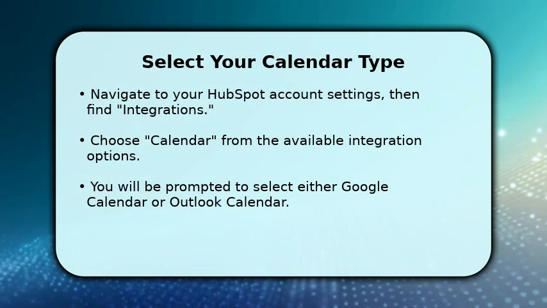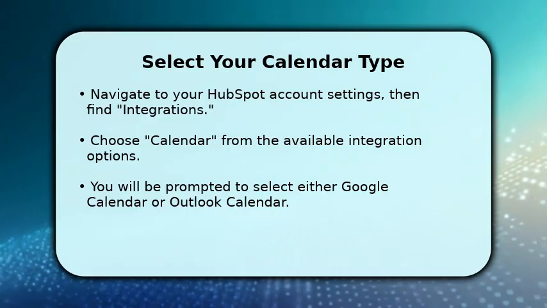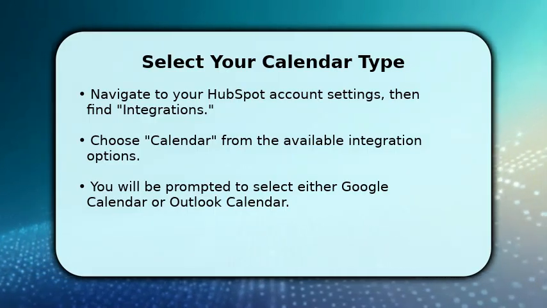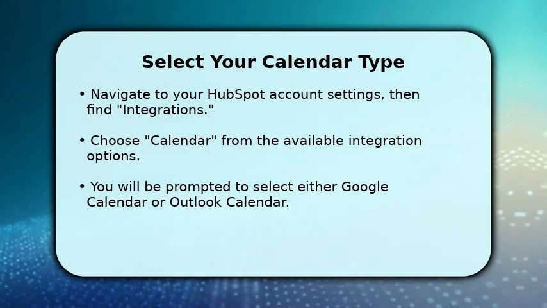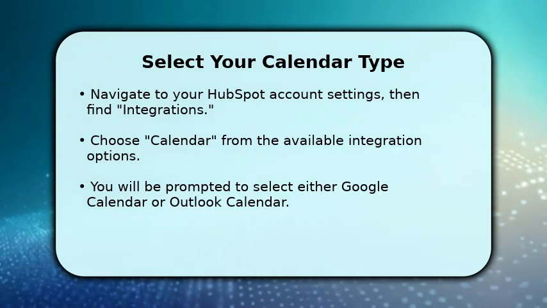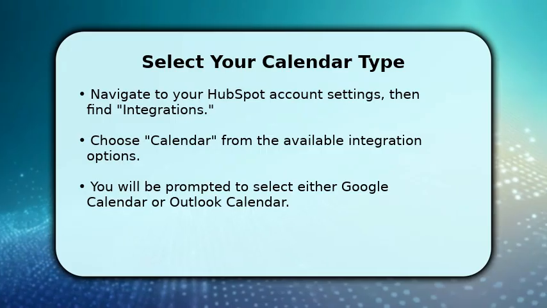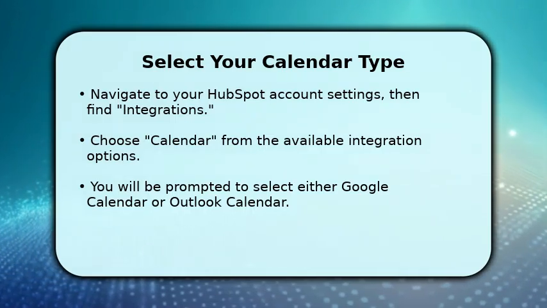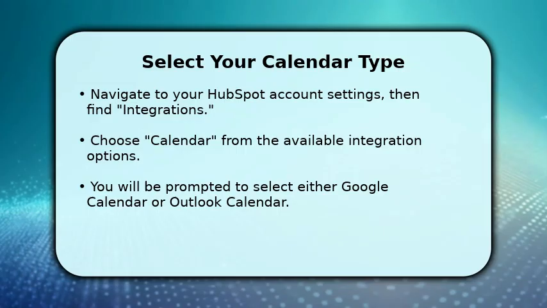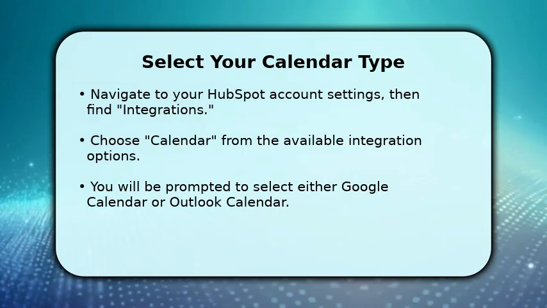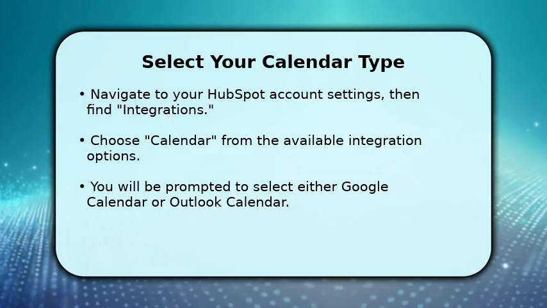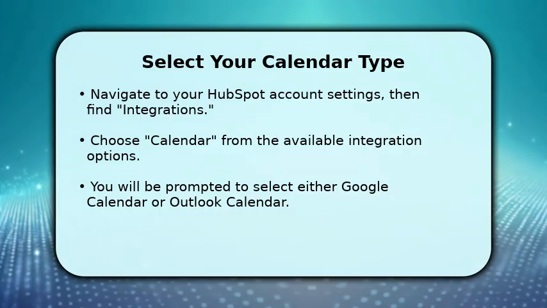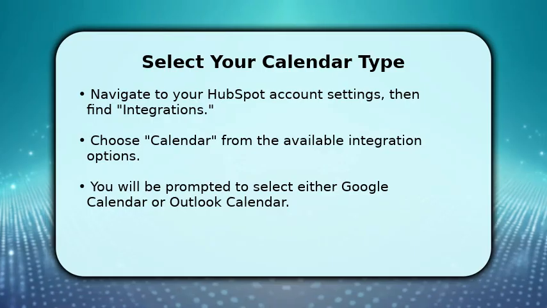Now, let's choose your calendar service. From your HubSpot dashboard, click the gear icon for settings, then select integrations from the left-hand menu. Look for Calendar and click to connect. You'll then be presented with options for Google Calendar or Outlook Calendar. Select the one you use, and HubSpot will guide you through the authorization process. This typically involves signing into your calendar account and granting HubSpot the necessary permissions to sync.